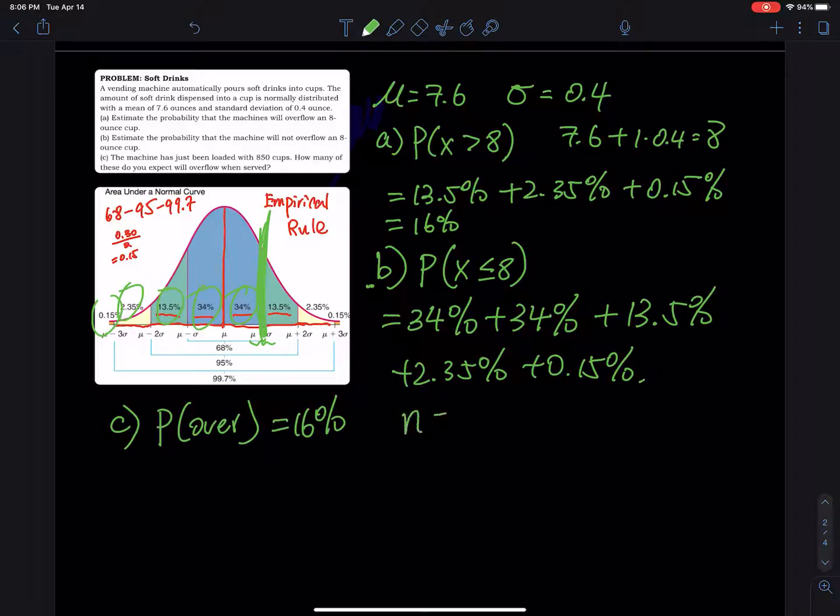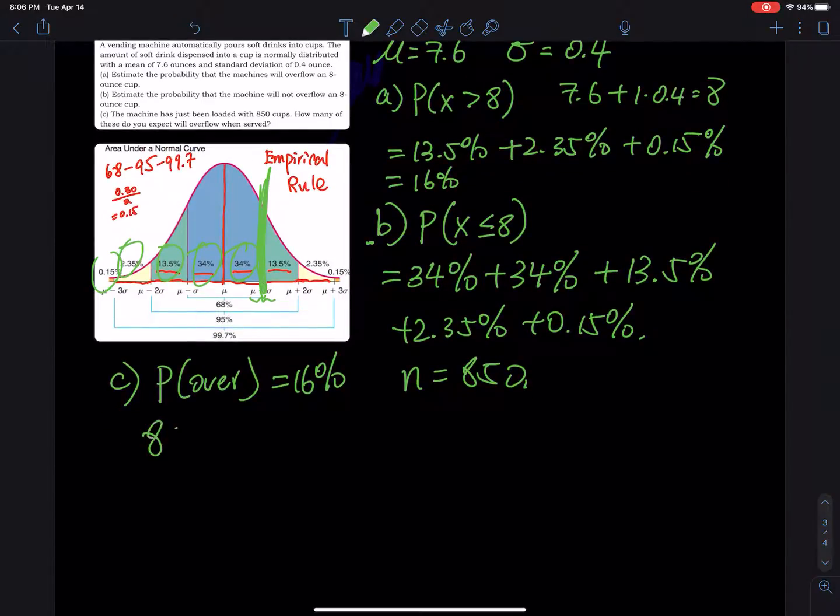And then you have 850 cups. So that means you take 850 cups times 0.16. What is that equal to? 850 times 0.16. So that is around 136 cups. That is how you answer these questions.